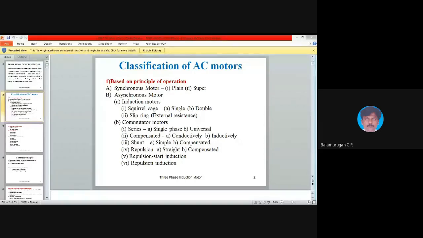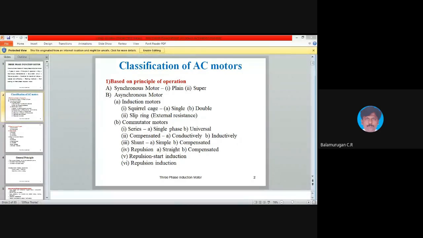What is meant by rotating magnetic field? This field will be created on the stator circuit. If a three-phase input supply is given to the stator circuit, the stator will produce an RMF. We'll have a distributed winding on the stator side, so that winding will produce a rotating magnetic field. We'll call that the RMF.